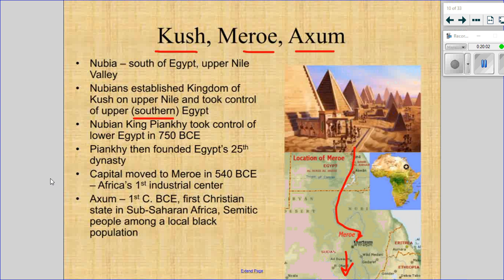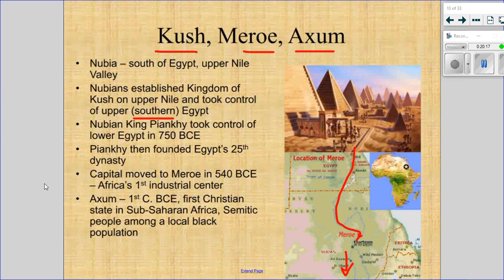We're flying through space. There's no real North or South. So, the Nubian king Pianki actually took control of Lower Egypt, as in Northern Egypt, in 750 BCE. Pianki then founded Egypt's 25th dynasty.